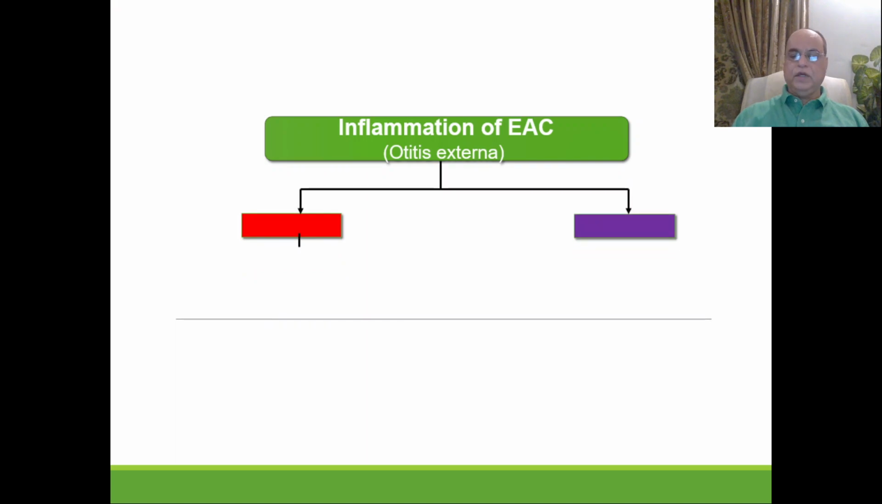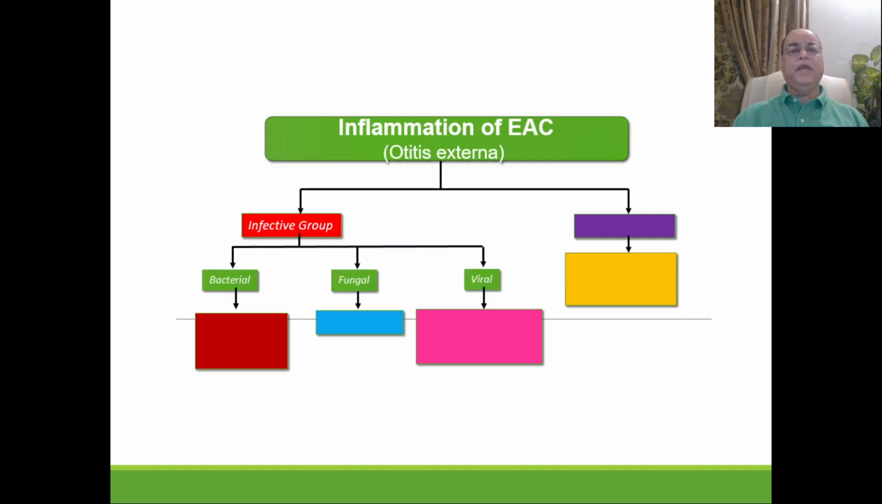Inflammation of the external auditory canal is what we call otitis externa. There are two main groups which can affect the external auditory canal. One is the infective group and the other one is the reactive group. And this infective group is again subdivided into different types according to the causative agents which can cause this disease.